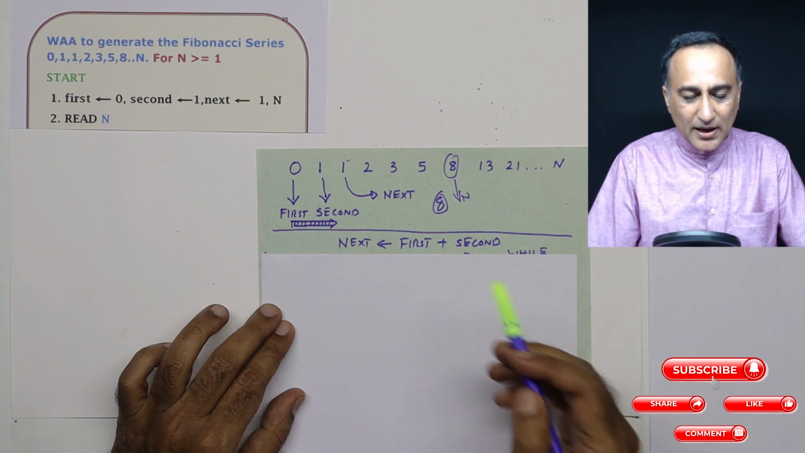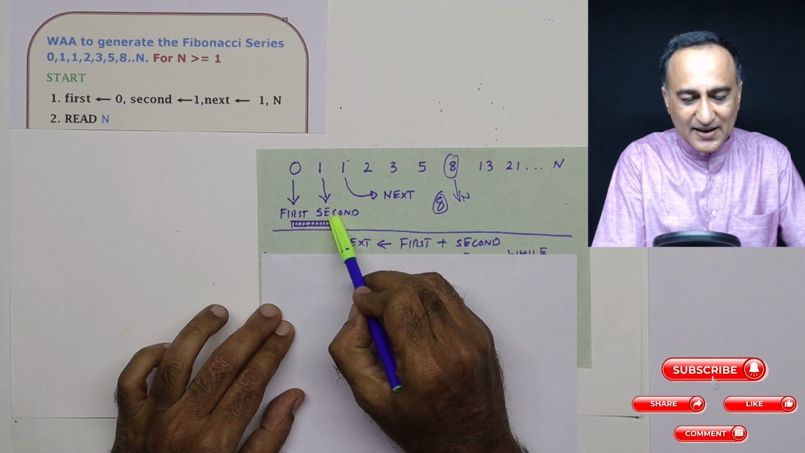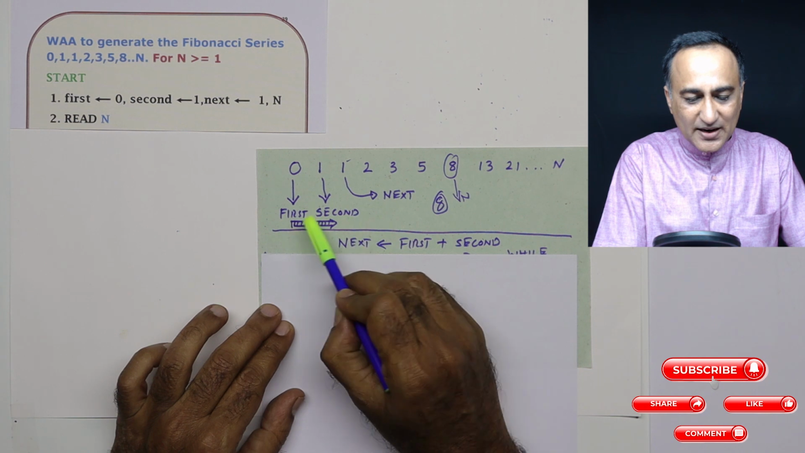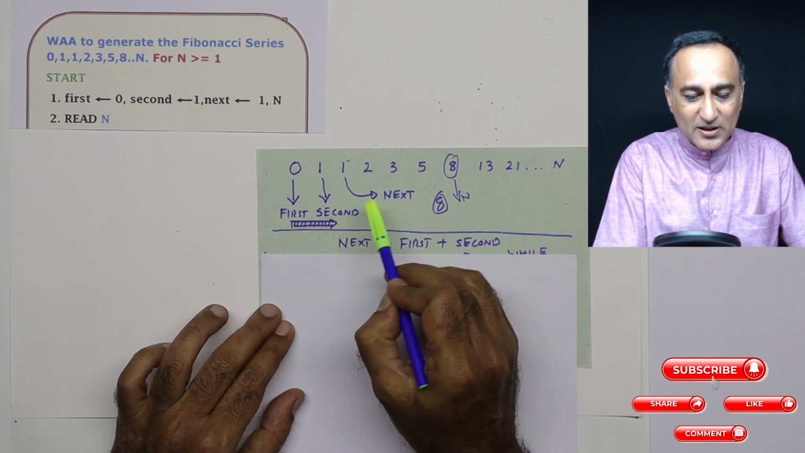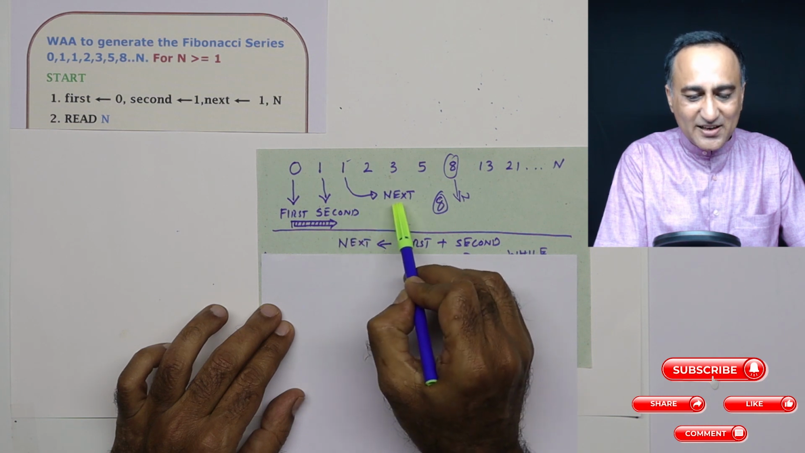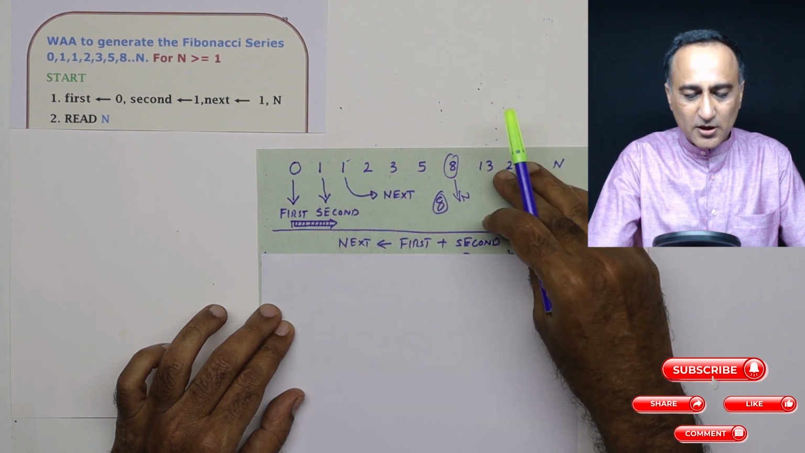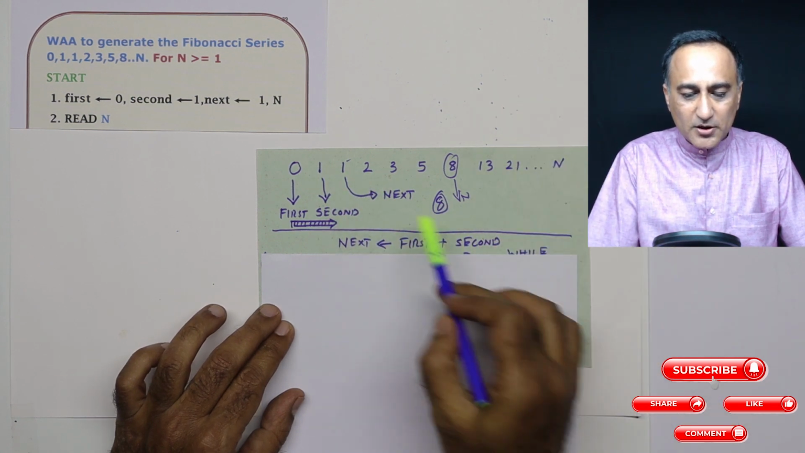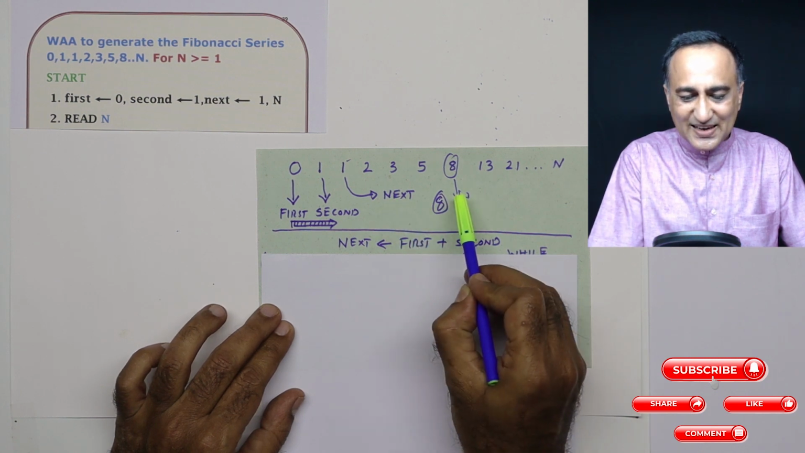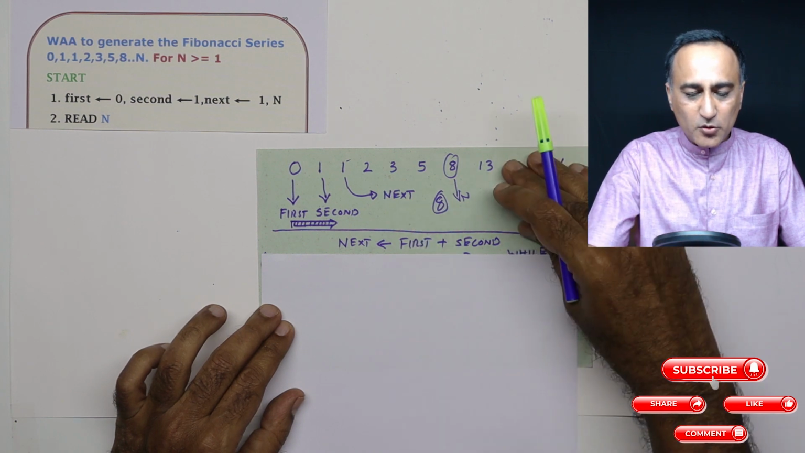Now in order to calculate 2, I need to move first to second and second to next. So first the value of second will get copied to first, then the value of the current next will get copied to second, and the new next will be calculated as first plus second, which happens to be 1 plus 1, which is 2. Now how long should we generate these numbers? As long as the value of next is less than or equal to n. So n is the endpoint we are going to generate.